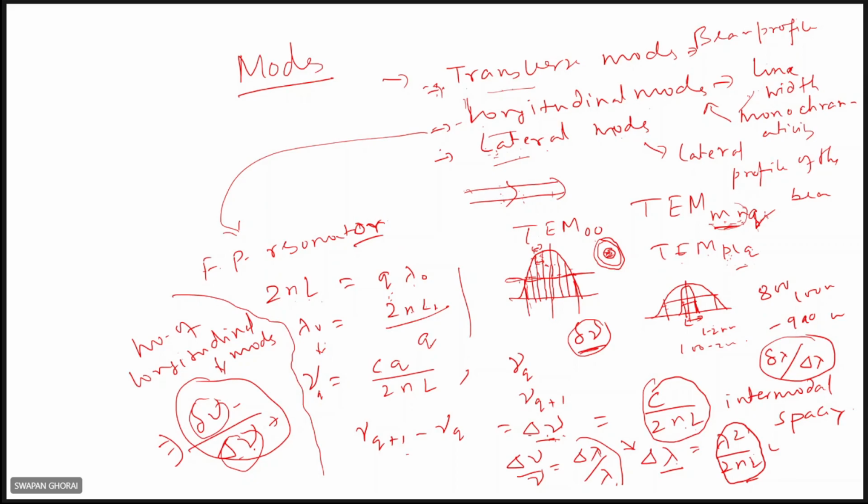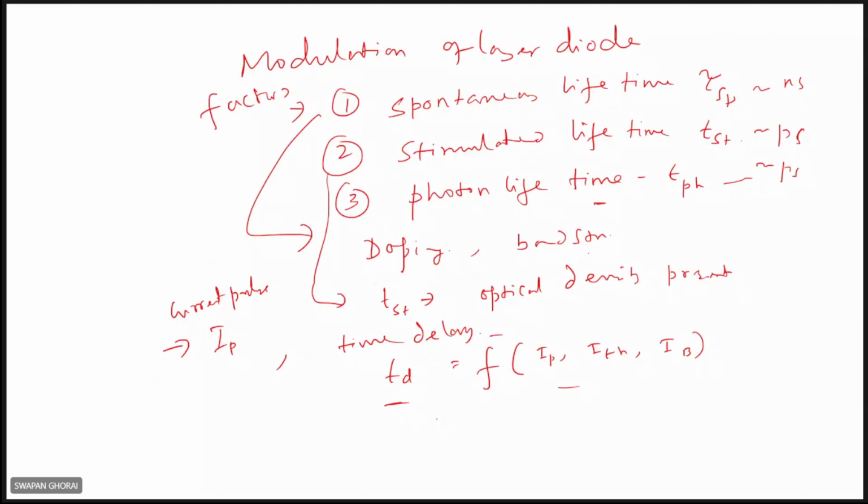So we have seen the modes. Now see the modulations. You have seen this with the LED also. Whenever you modulate their output, the modulation rate is limited by the diffusion capacitance. When you modulate the laser diode, the factors that should be considered are the spontaneous lifetime, the stimulated lifetime, and the photon lifetime.